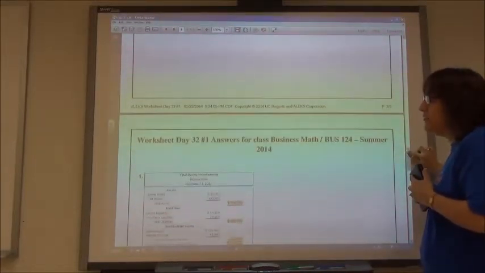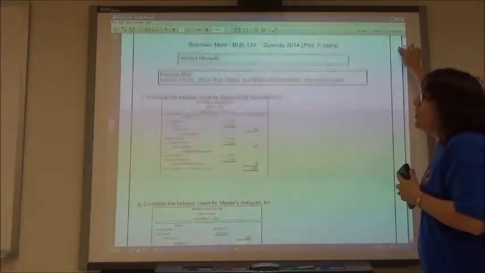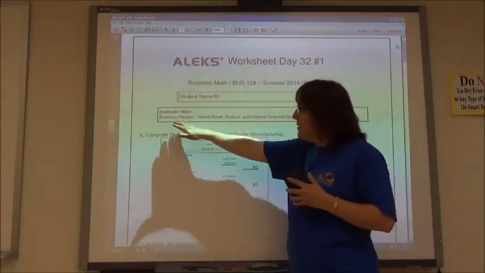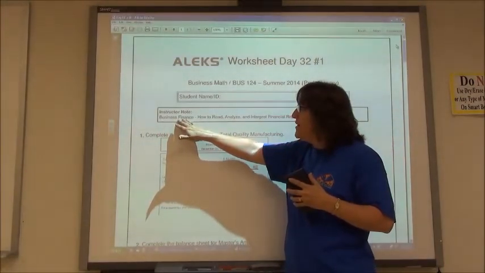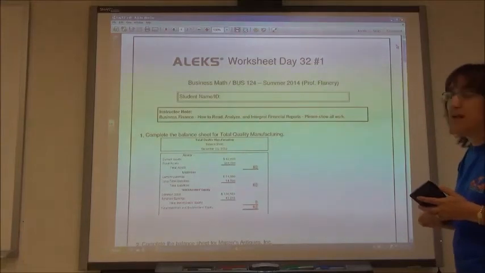Doing a couple different kinds of balance sheets. So worksheet day 32, again, is in that last section of your pie chart called Business Finance, under the heading How to Read, Analyze, and Interpret Financial Reports.